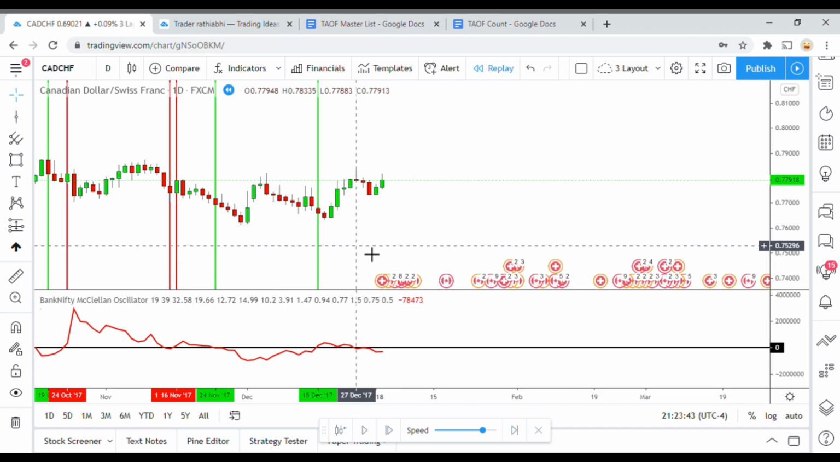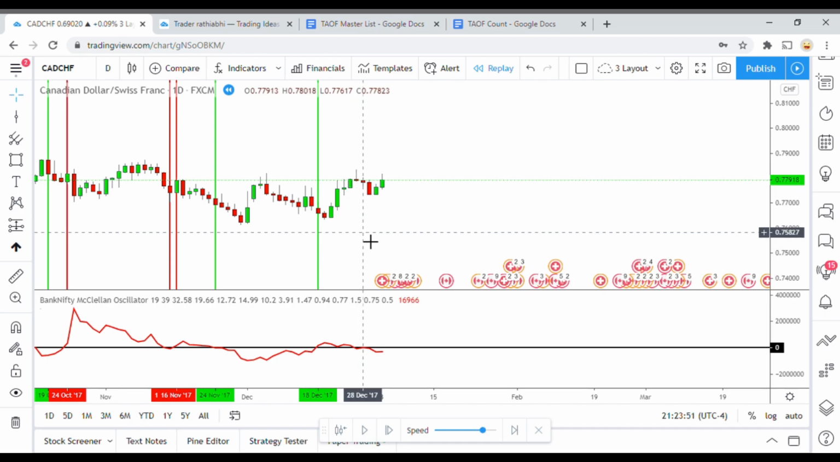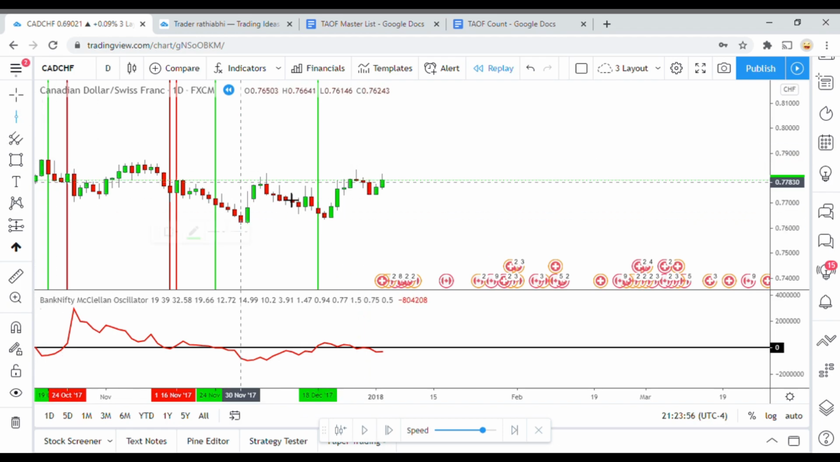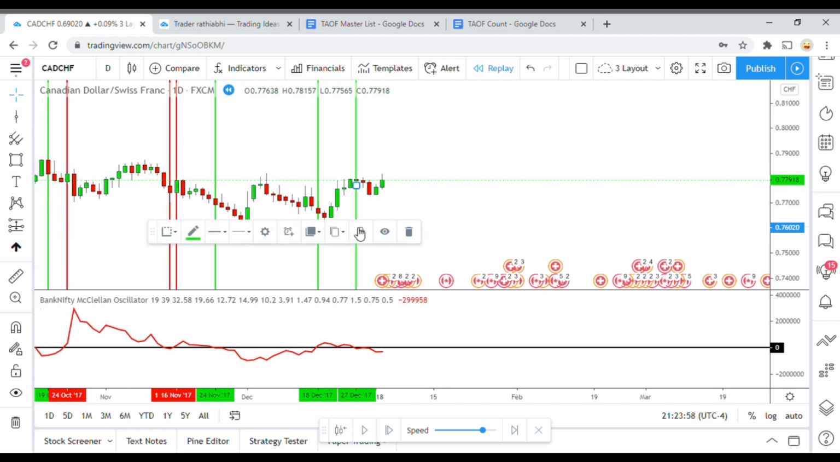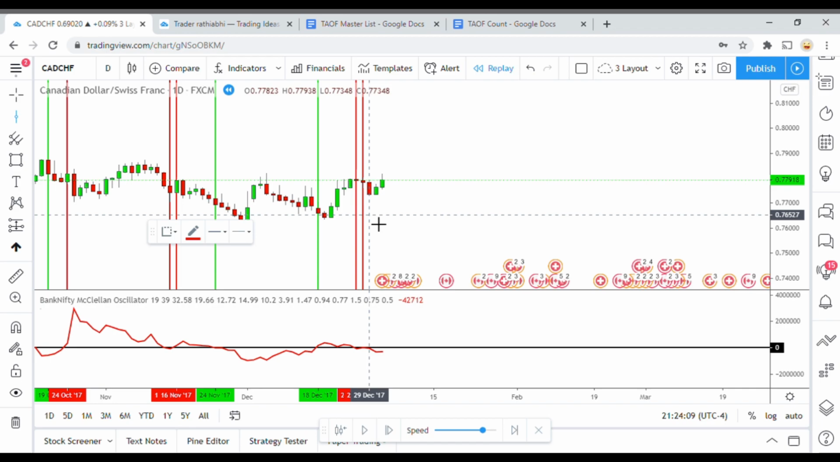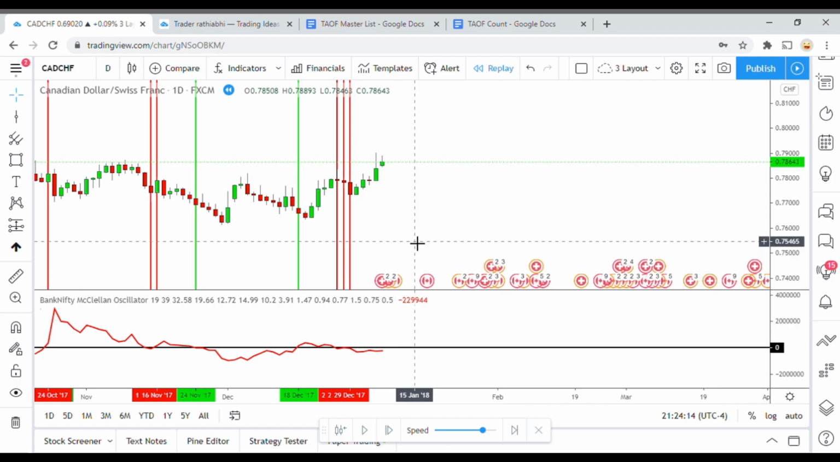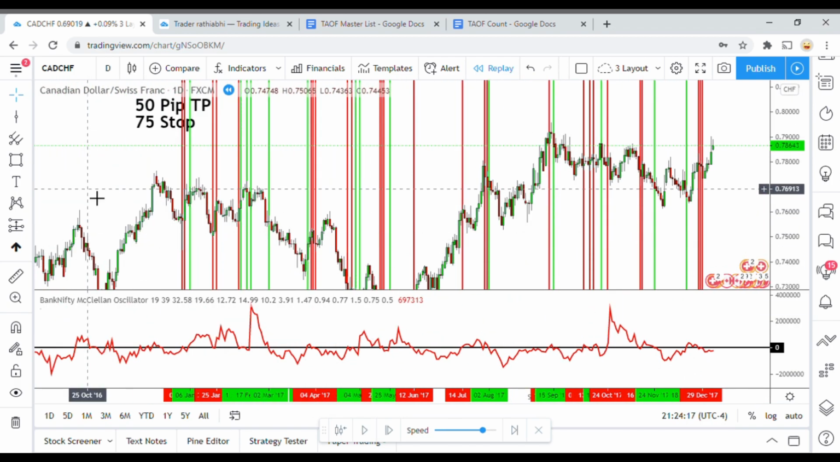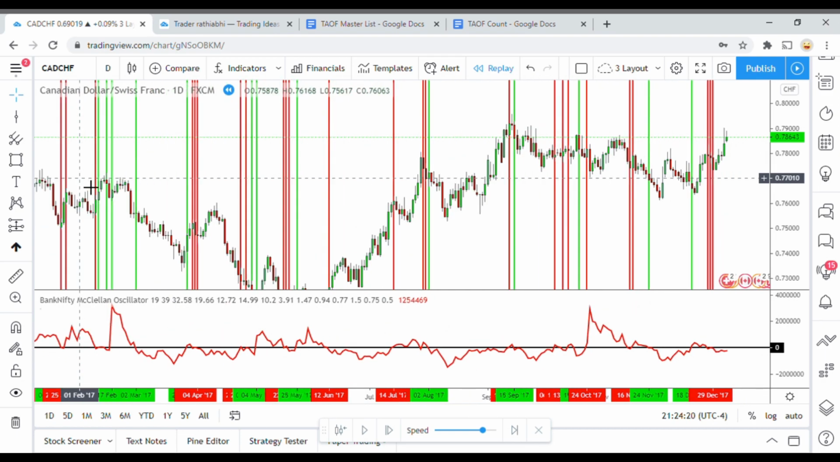Then a short right there, which was stopped out almost immediately. So there, and let's play that out a little bit just to see what it does. Yep. All right, so there we have it.